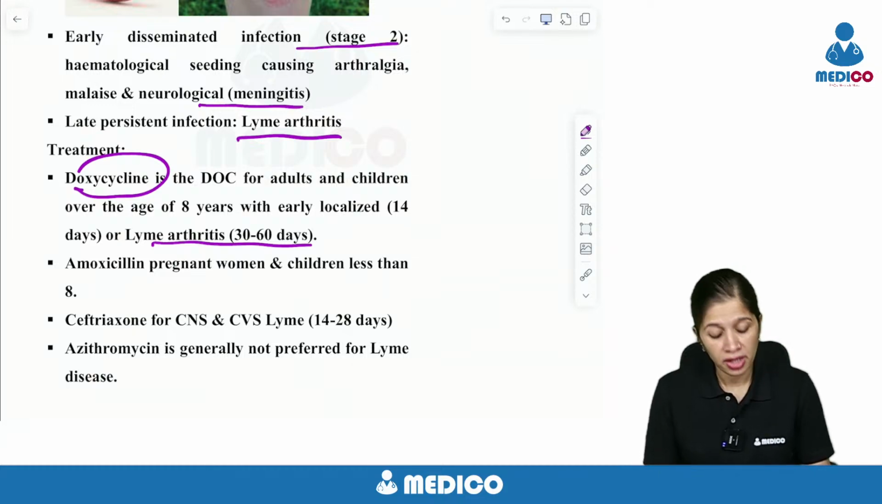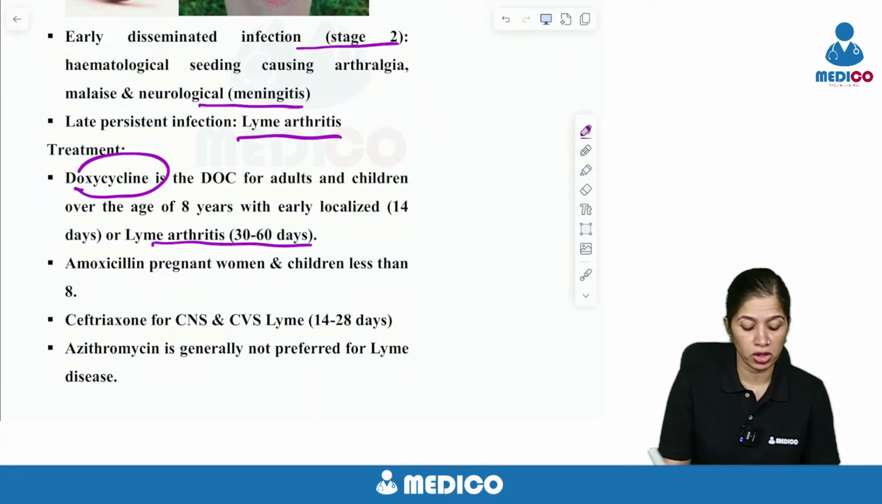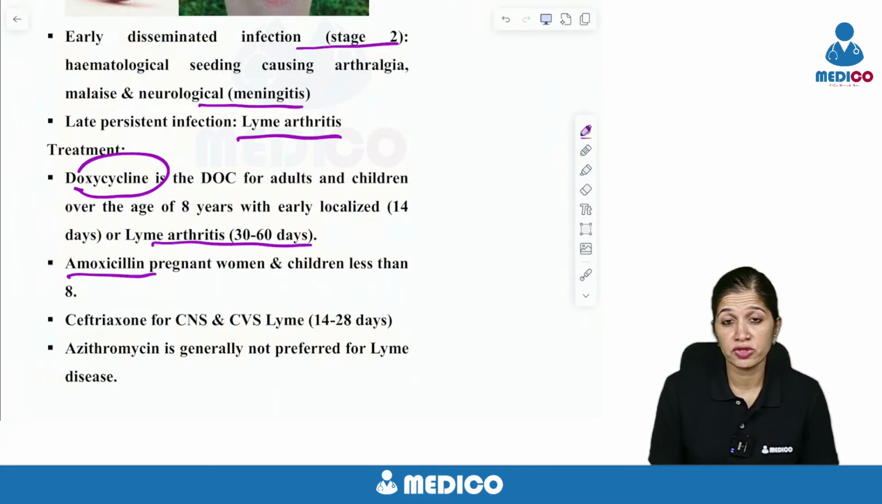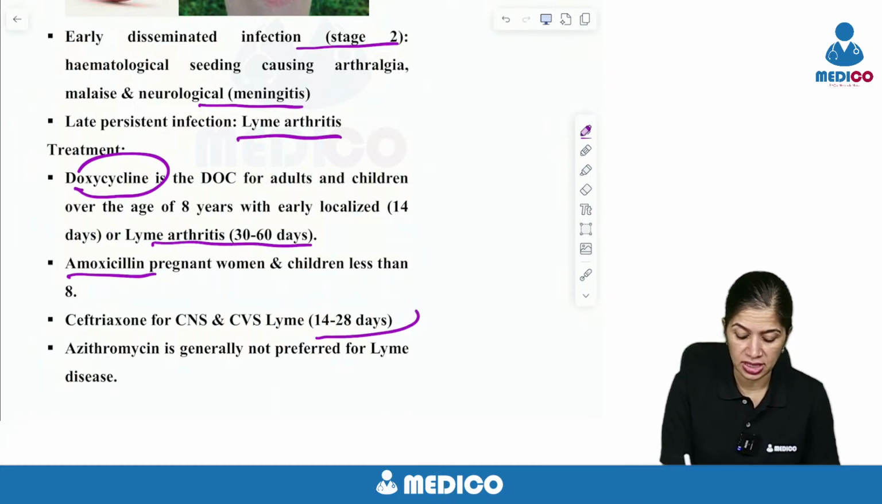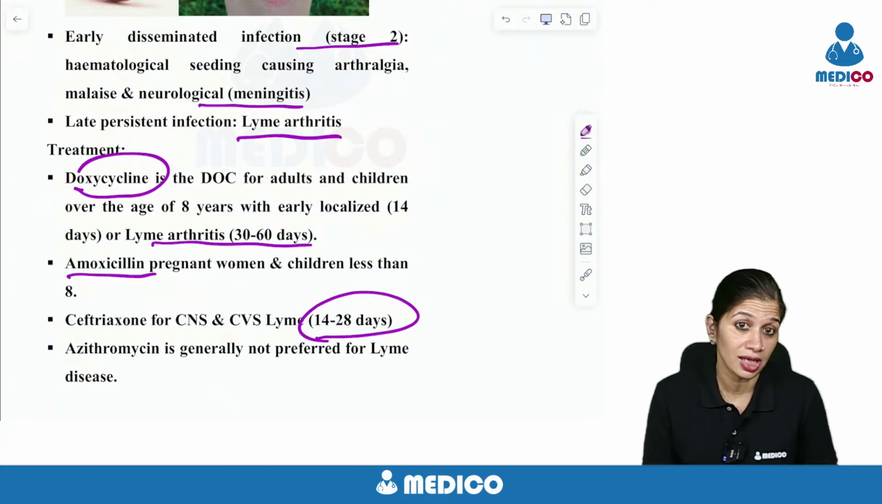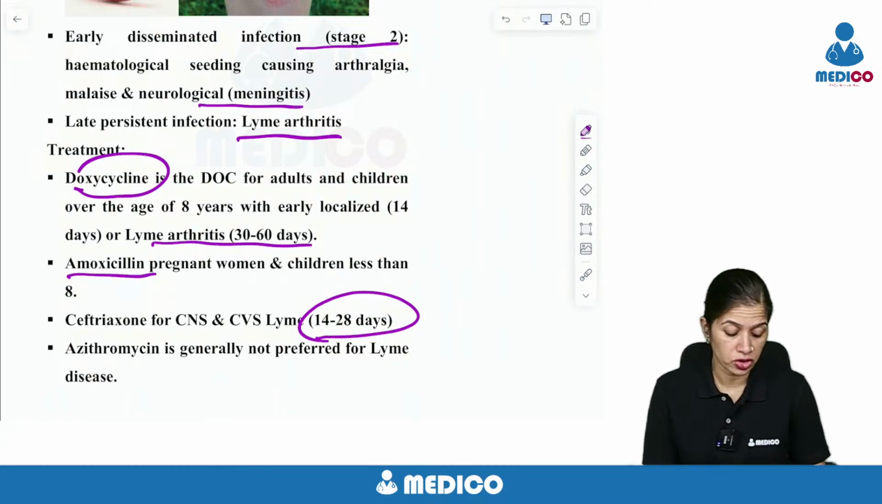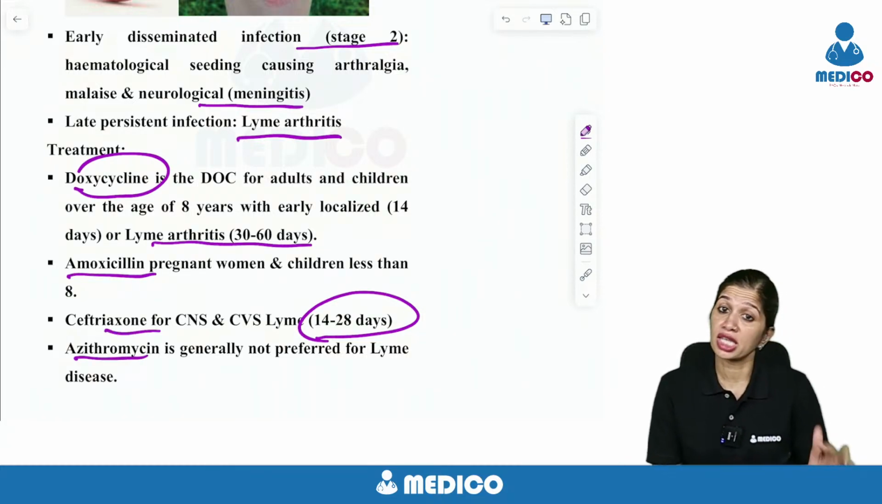So in children under 8 years, what do you give? And for pregnant women, you can choose to give amoxicillin. Ceftriaxone is also used for CNS and CVS Lyme's disease, and that can be given for 14 to 28 days. And azithromycin is generally not preferred. So we've discussed all the antibiotics in the options.